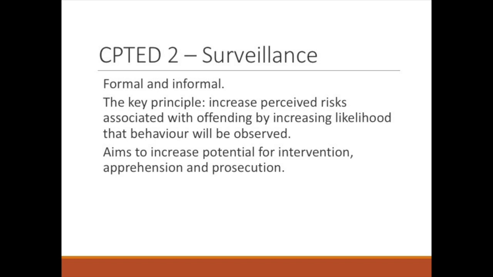Increasing the perceived risks is altering that ratio between risk and reward, right? Heightening the risk makes the reward of committing any crime less favorable in relationship to that risk, okay? So, surveillance aims to increase the potential for intervention, apprehension, and prosecution, okay? It achieves all of these things, or at least it signals all of the possibilities of this stuff occurring. And this is supposed to deter a motivated offender in these situations.